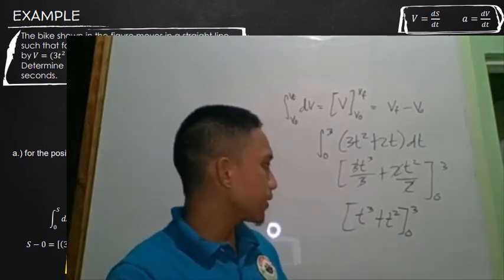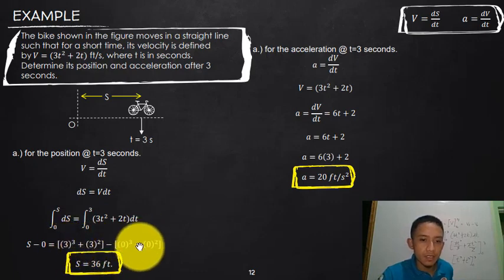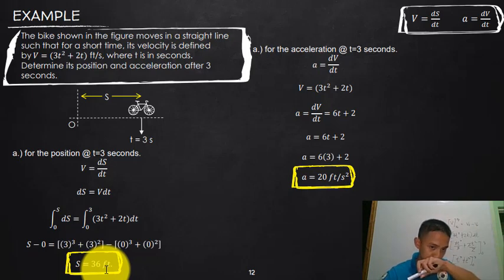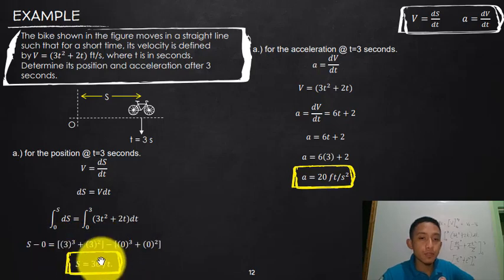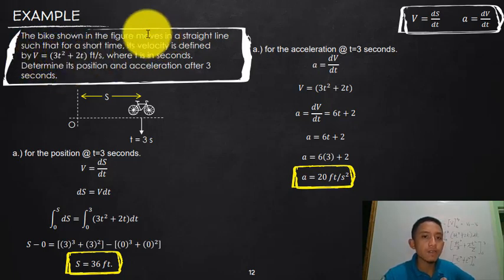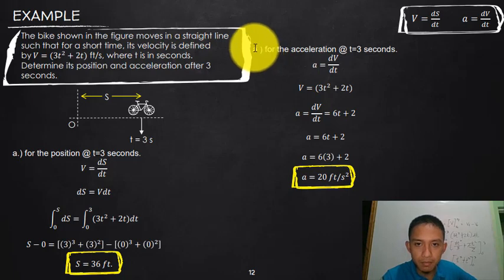Substitute your upper limit, so t will become 3, and then the lower limit, t will become 0. Calculating that, that is just s, so s will end up as 36 feet. So that is your position after 3 seconds. Using that equation of motion of the bike, after 3 seconds you will end up at a position which is 36 feet from the origin, or from the initial point. Sorry, that should be B, but it doesn't matter.